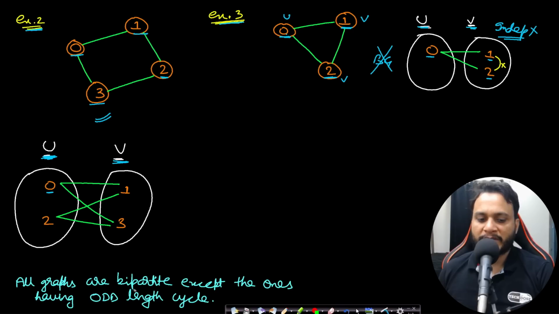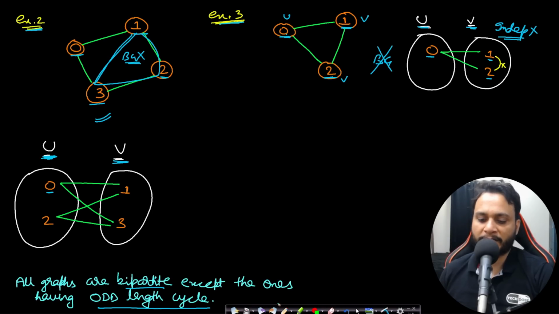So all the graphs are bipartite except the ones having the odd length cycle. Even if you have an even length cycle or multiple even length cycles, it does not matter. But if you have an odd length cycle in the graph, then this graph will not be a bipartite graph. So remember that all the trees are bipartite. Only the graphs with at least one odd length cycle are the graphs where bipartite is not possible. Okay, it is not a bipartite graph.